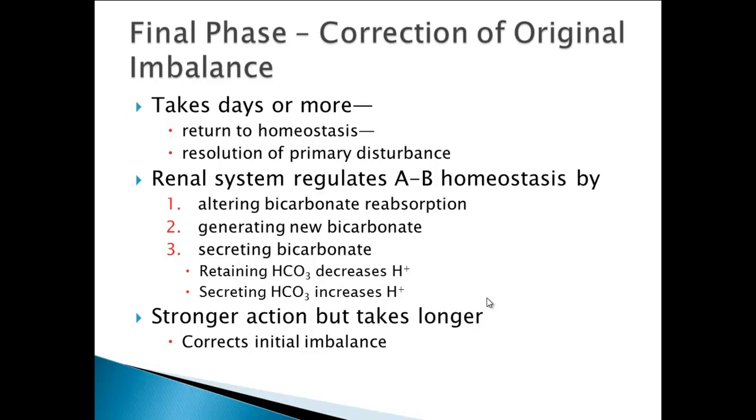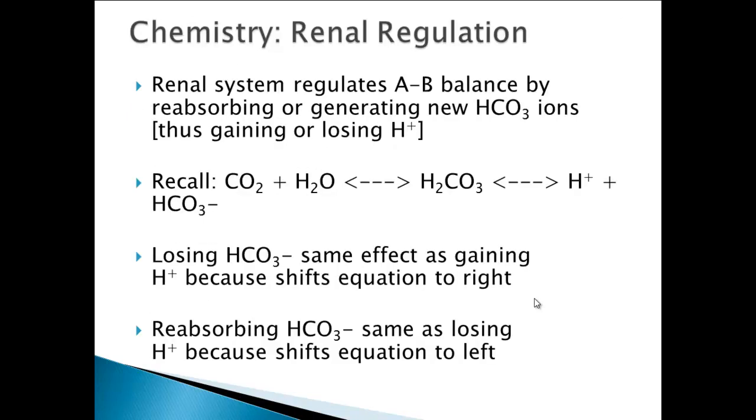so that's not creating more acid. Or it can actually secrete bicarbonate to get rid of it. It can secrete it into the urine and then possibly keeping that hydrogen ion. If the body would be in an alkalotic state, the kidneys will actually address it by getting rid of that extra bicarbonate and retaining the hydrogen ion. Okay, it's a stronger, more permanent response, but it takes longer. And again, the kidneys in general will move to correct that initial imbalance.